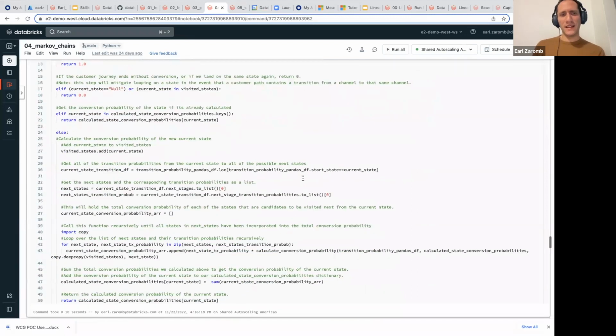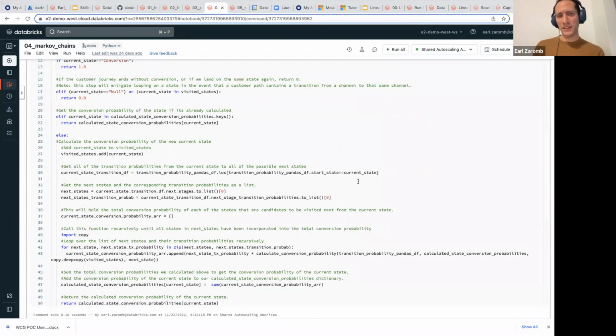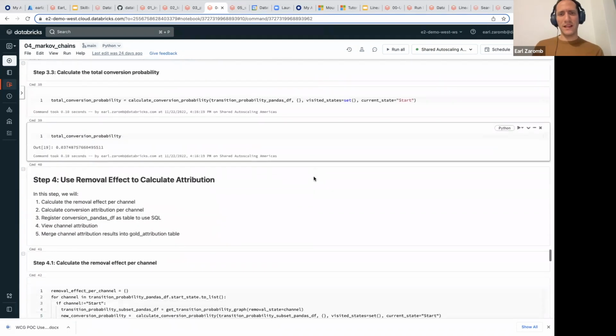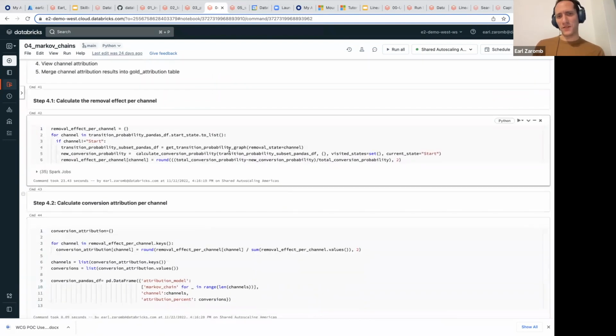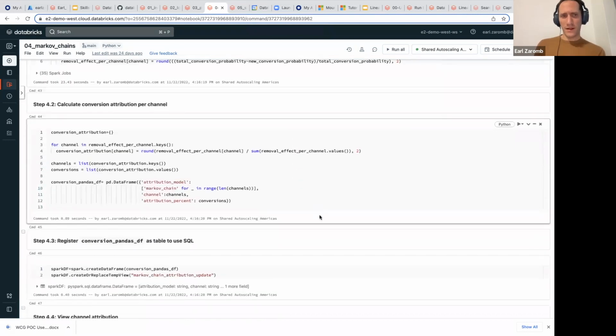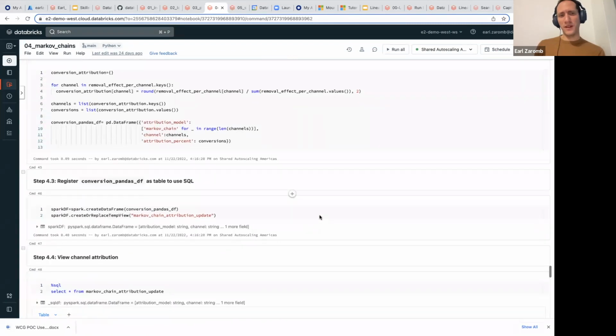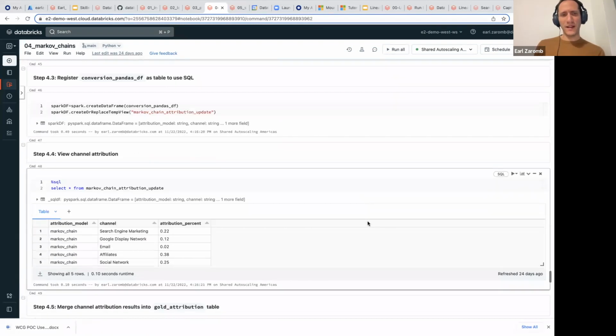And again, to do a lot of this stuff yourself would be very laborious. That's why it's nice that we've created some of these functions for you. And from here, we determine the total conversion probability. Then we start using the removal effects for each one, using the get transition probability graph function. We ask what transition probability we get when we remove a particular channel. So we go through each of the different channels, calculate that, and output a conversion probability into the pandas data frame.